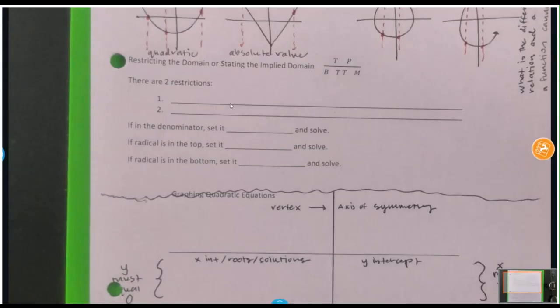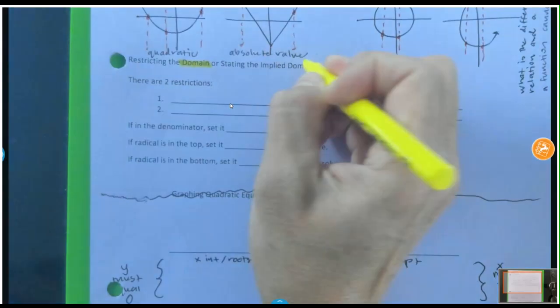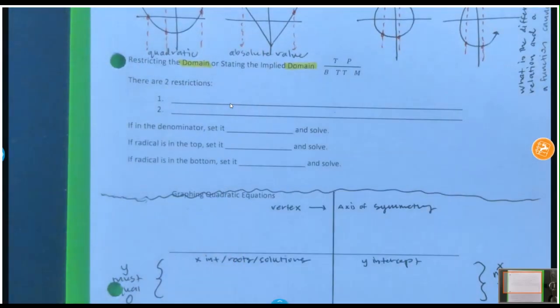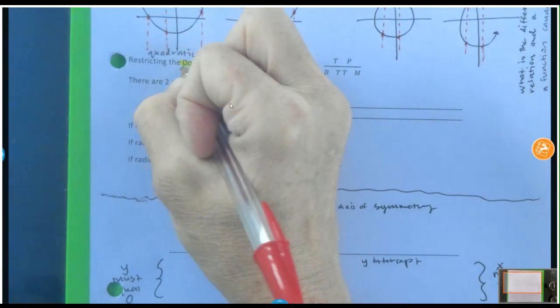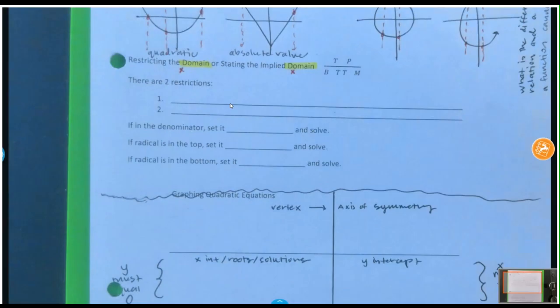Now, notice I use the word domain twice. So we're going to restrict the domain or we're going to state the implied domain. Just refresh your memory from a couple of minutes ago. The domain are the x values. So we're talking about restricting the x's for a function.